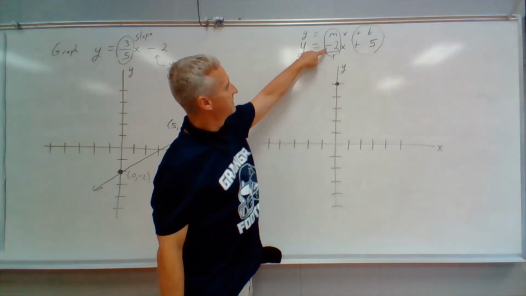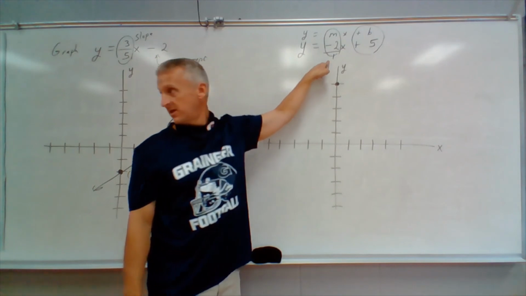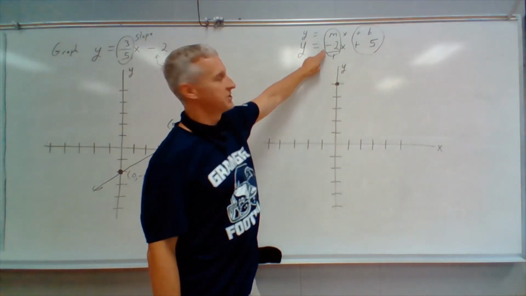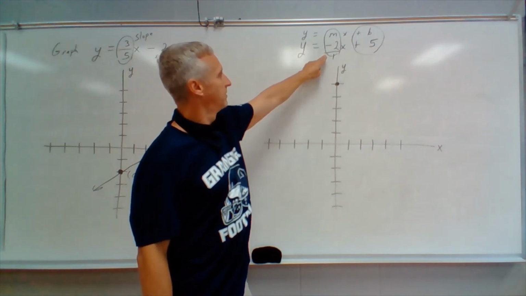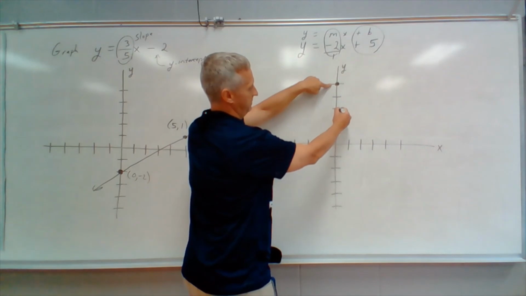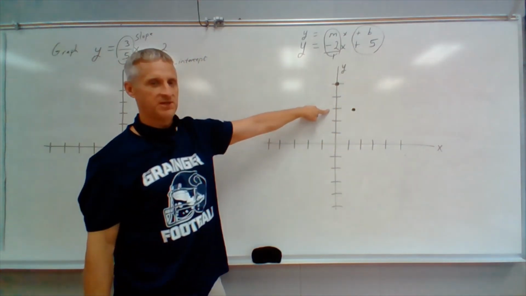So I'm going to start at this point, go down 2, and right 1. My change in y was -2, my change in x was 1. And then all the points in between there would also be solutions. So we would have a line that looked like that.